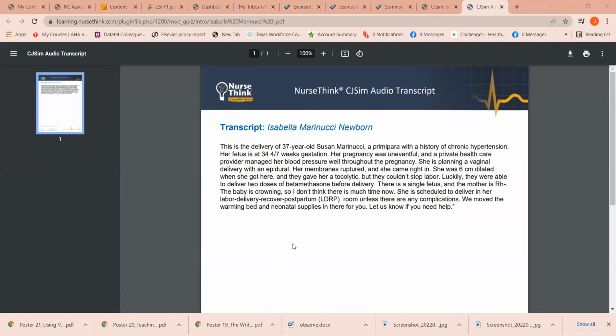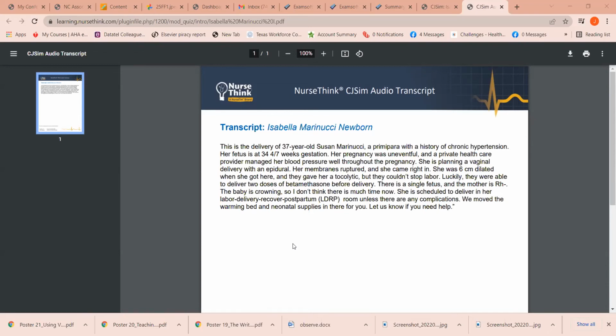This is the delivery of 37-year-old Susan Marinucci, a primapara with a history of chronic hypertension. Her fetus is 34 4/7 weeks gestation. Her pregnancy was uneventful, and a private healthcare provider managed her blood pressure well throughout the pregnancy. She is planning a vaginal delivery with an epidural. Her membranes ruptured and she came right in. She was 6 centimeters dilated when she got here, and they gave her a tocolytic, but they couldn't stop labor. Luckily, they were able to deliver 2 doses of betamethasone before delivery.